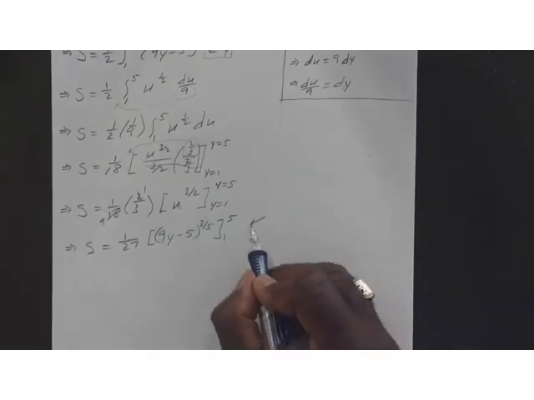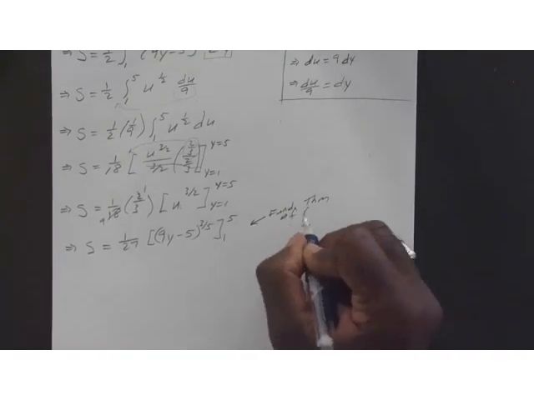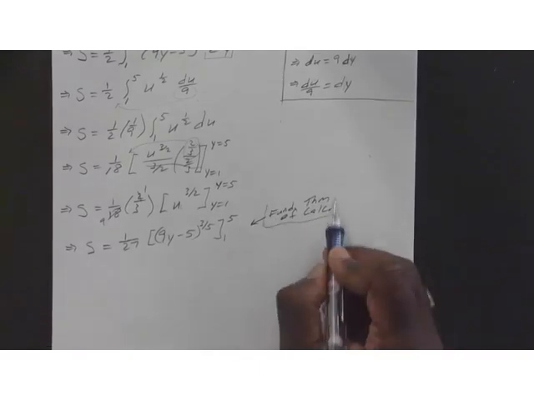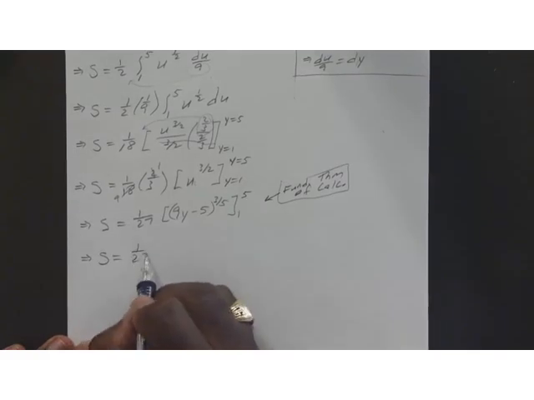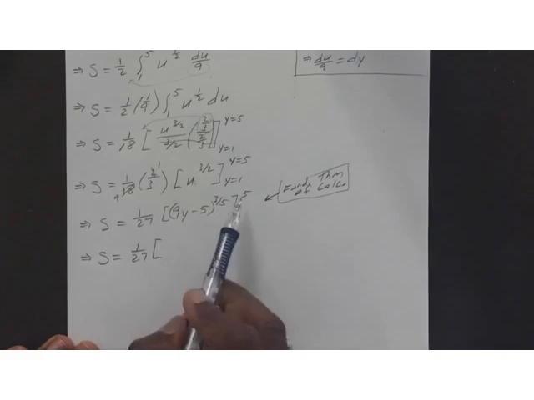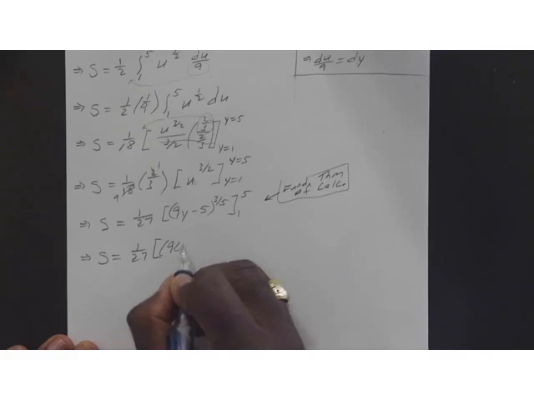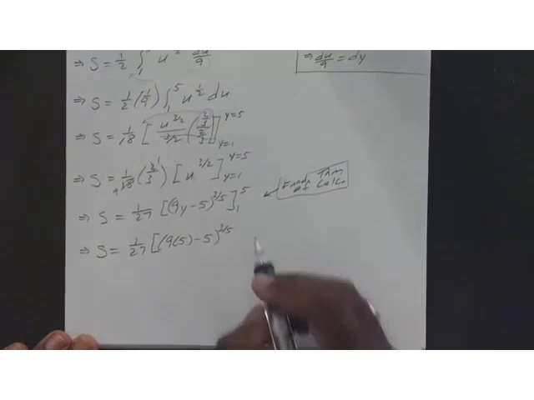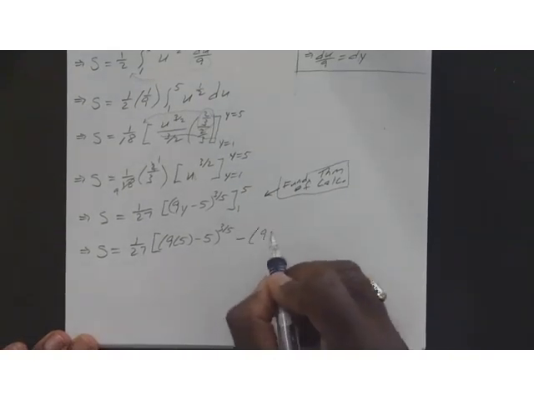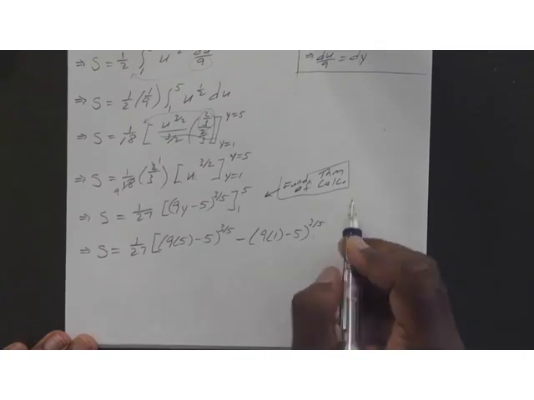So now all we have to do is apply the fundamental theorem, and we are all set. We have 1 over 27 times, if we plug in y equals 5, 9 times 5 minus 5 to the 3/5 power minus 9 times 1 minus 5 to the 3/5 power.